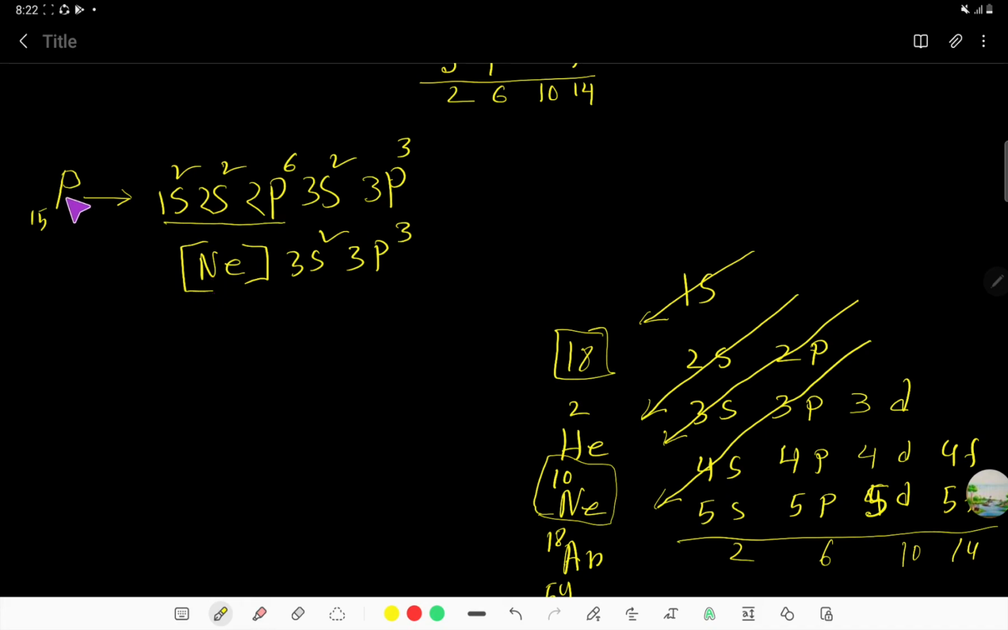And how many valence electrons does phosphorus have? Phosphorus has 5 valence electrons. From the electron configuration we can easily determine this, because here the outermost shell is the third shell, right?